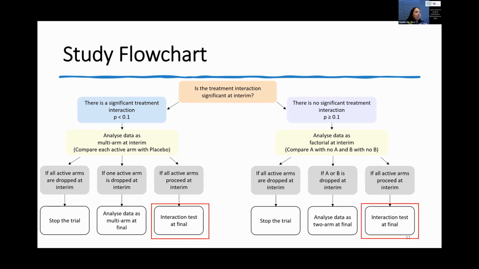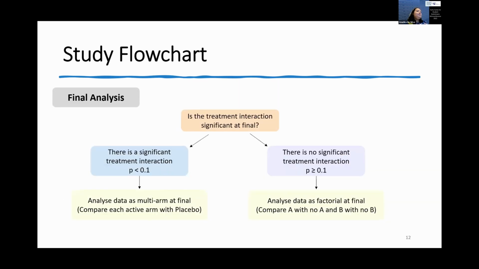If our decision leads to the point that we are to conduct an interaction test at final, then similar to before, we will test whether this treatment interaction is significant at final. If there's a significant treatment interaction, we'll analyze data as multi-arm. If there's no significant treatment interaction, we'll analyze data as factorial at final. So that's basically a summary of this two-stage approach.